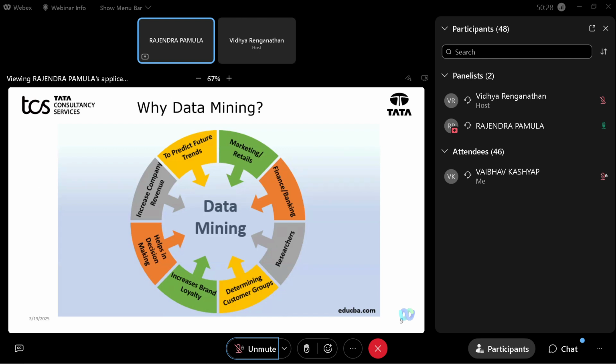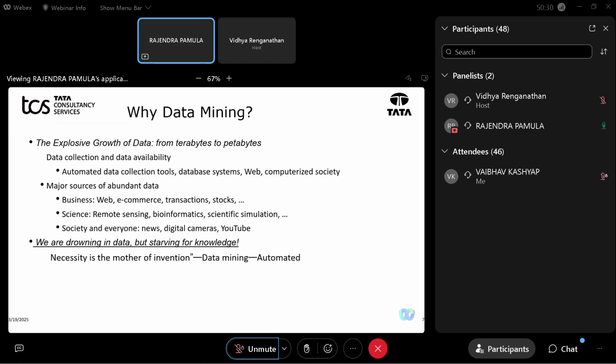The continuation: what is the question? We are drowning in data. Why data mining? We are drowning in data and we are starving for knowledge.